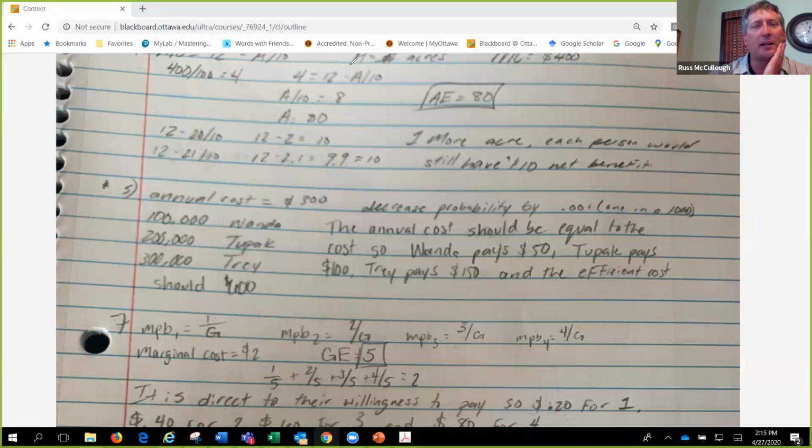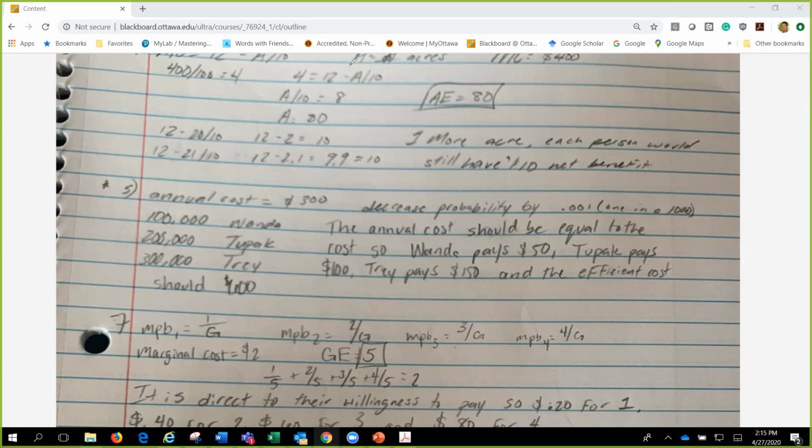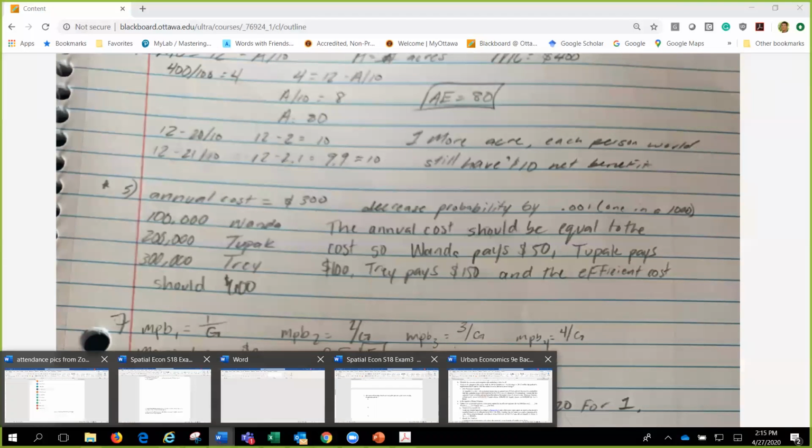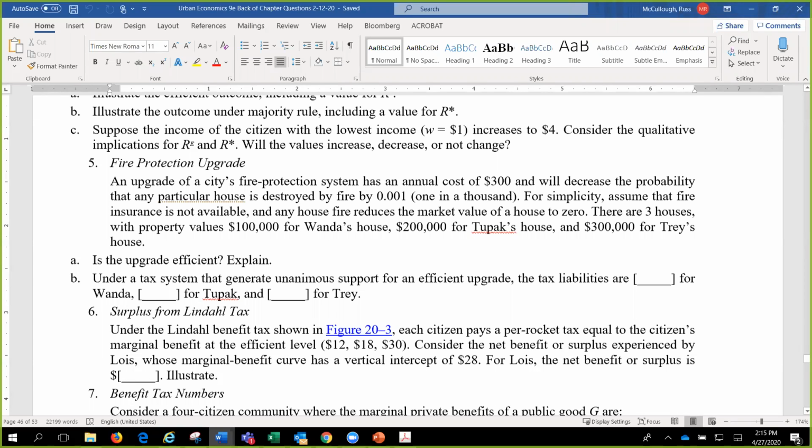Okay. Anybody else want to verbalize what they did? I do have one quick question about the problem. Is it safe to assume that because of the way the problem's laid out, we can say that the liability is like half and half from the consumer to the fire department? Does that make sense? No. So an upgrade in the city's fire protection system has an annual cost of $300, will decrease the probability for any particular house, which doesn't matter, of course, if it's a $100,000 house or $300,000 house. So it's the city that has the cost.